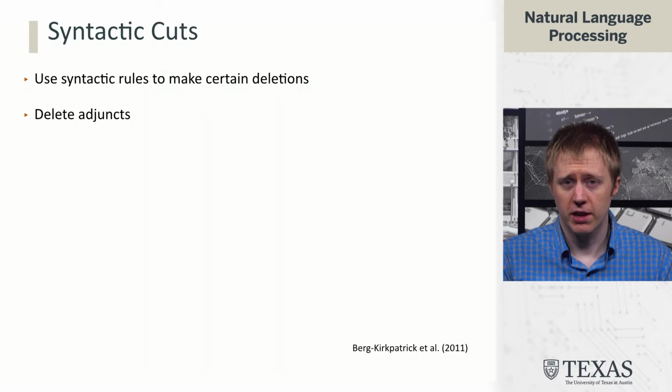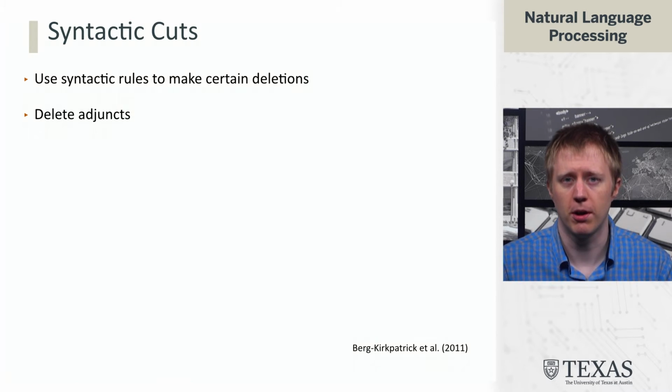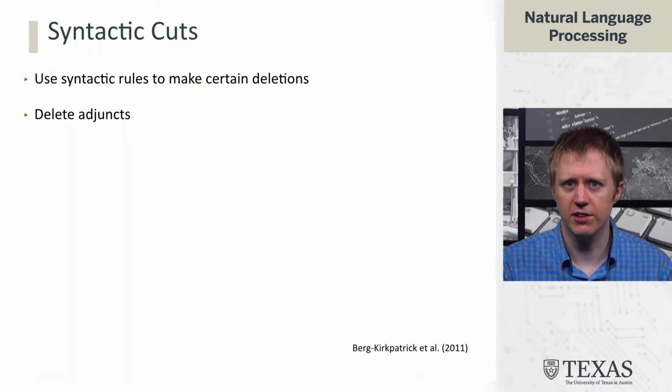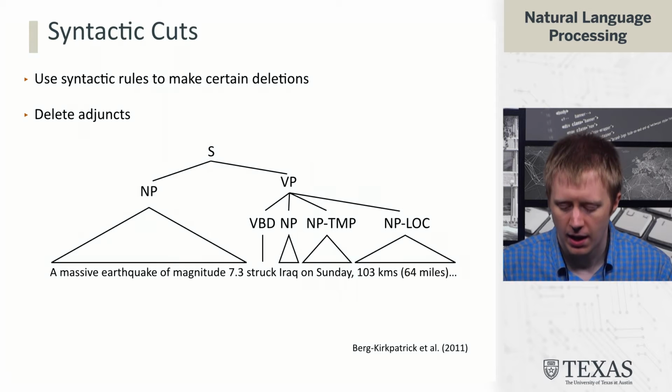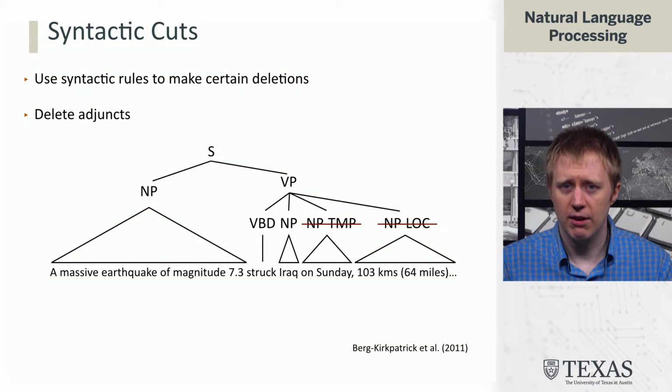So the first approach we're going to think about is just using syntactic cuts. Basically, having some rules over parse trees can tell us where we're allowed to delete content, and this can give us a little bit more flexibility during the extraction process to shape our summary the way we want to. So for example, if we look at the parse for this sentence, we have these so-called adjuncts, this temporal adjunct, on Sunday, and this location here, 103 kilometers, 64 miles, and so on. And we are going to allow ourselves to delete those.